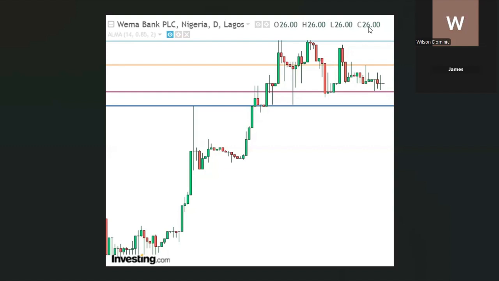What's disturbing me, what's not making me understand this thing fully, is that you say this last resistance line is resistance support. The light blue one is resistance. So the price came and hit the resistance line twice, and that is making equal highs.